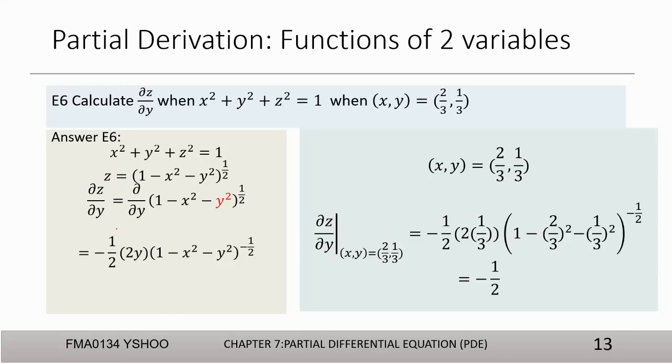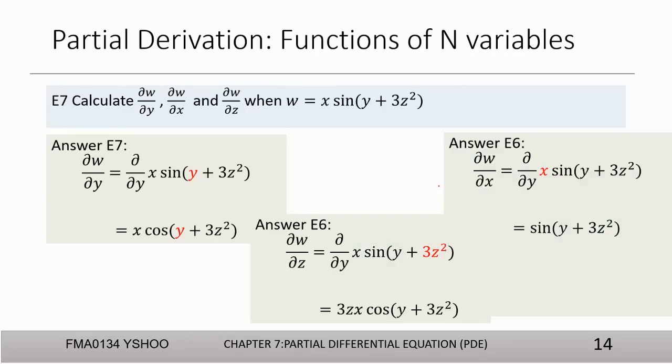If not, then we try to write it in this way, and del z over del y. So this is only my y. So negative half. Then differentiating the inside gives 2y, and then this one they ask you to substitute 2 over 3 and 1 over 3. So you just substitute inside, then you will get your answer.